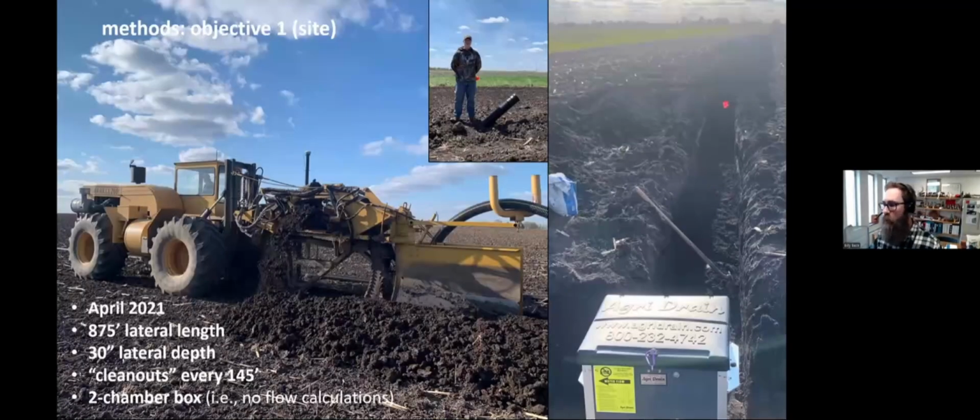So April 2021, we installed this. There's Ted Lambie with Lambie Excavating there. This was the coolest thing. One of the coolest things I've seen is this thing going in. The Tyler there.